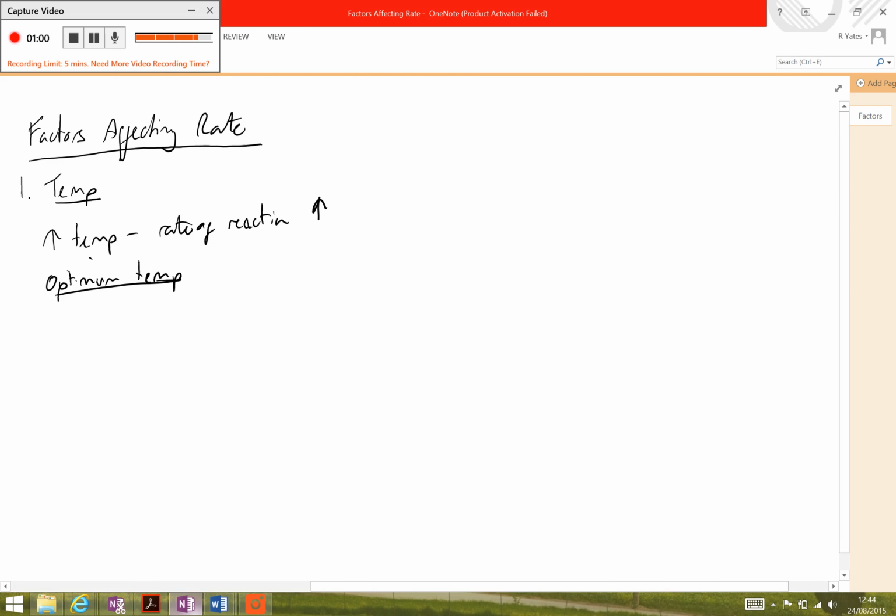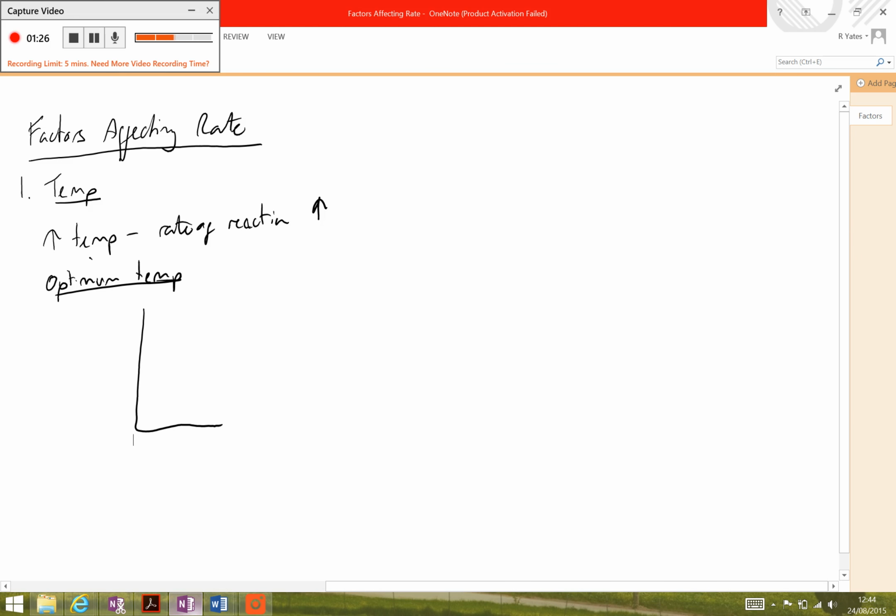Different enzymes have different optimum temperatures. Some, for example in the Arctic snow flea, their enzymes work best at -10, and there are some enzymes that work best at 80-90 degrees Celsius. Some thermophilic bacteria that are living on vents in the bottom of the ocean, their enzymes work best at 90 degrees. So you'll come across this graph.